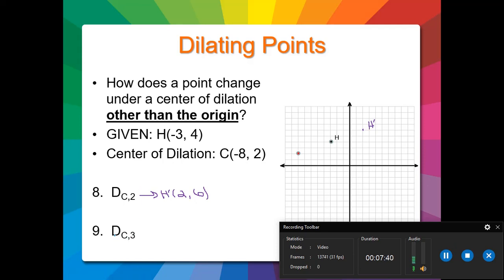In example E, we're still dilating around point C, but now we're going to dilate it 3 times as far. So I can go ahead and build right off of H prime, and I'm going to continue that pattern of rising 2 and running 5. And this will be the location of H double prime. And our location is 7, 8.